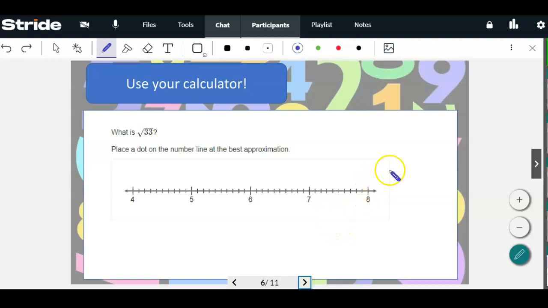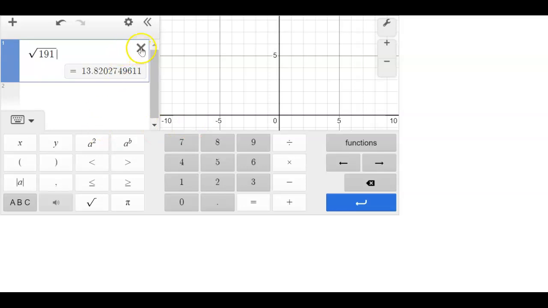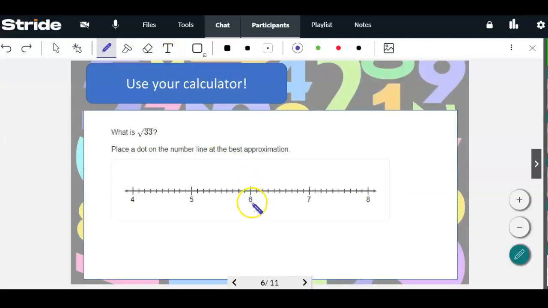Just like the other one, place a dot. So we're going to do square root of 33 this time. Square root 33, 5.74. So here, these are tenths. So 74, this is 0.1, 2, 3, 4, 5, 6, 7. Oops, that didn't work out so well. I was trying to do it with my mouse right here. Right there.